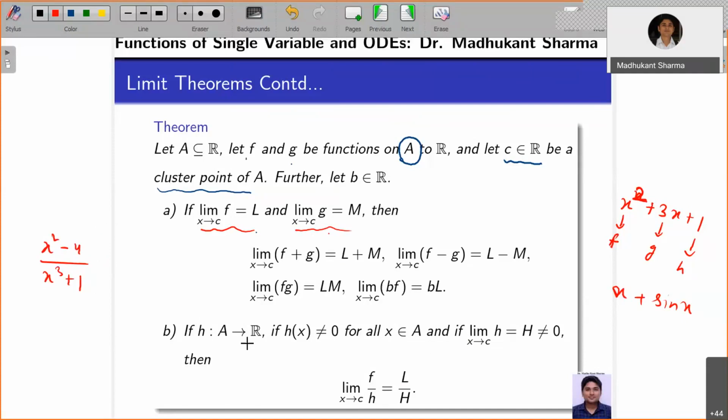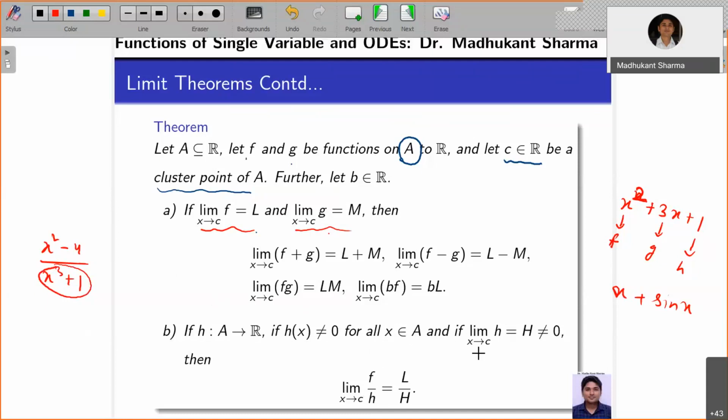Okay, if x is from A to R, if h of x is non-zero, it means you need to verify whether this is non-zero for all x in A. And if the limit is also non-zero, that also needs to be verified. If the limit of the denominator, we are only focusing on the denominator.